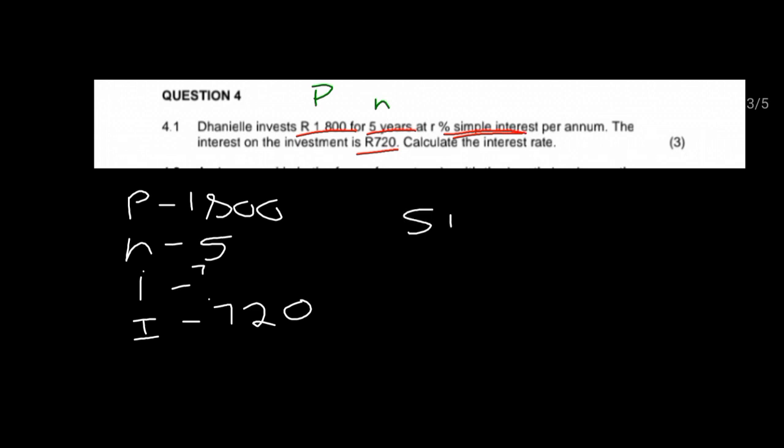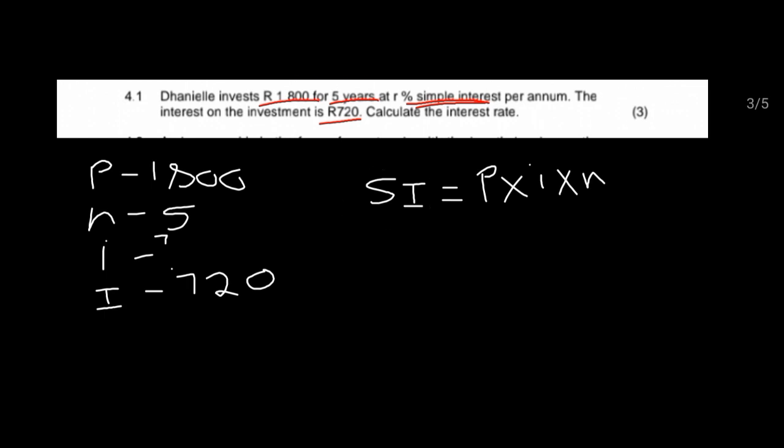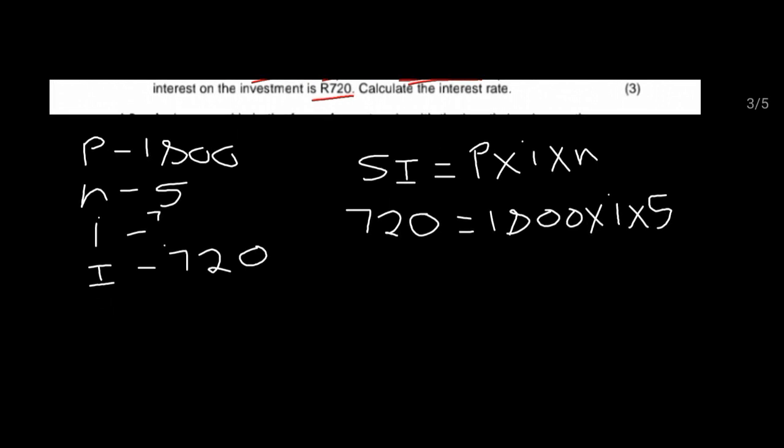So from here, the formula, because we are under simple interest, I know that SI is equal to P times I times N. You can pause the video, guys. And then now it's a matter of substitution. Remember, I is my interest rate, but SI, simple interest, is 720. The interest amount is 720. And then my principal amount is 1,800 multiplied by I again, and then my N is 5 years. And then it's just a matter of solving for I, my interest rate.